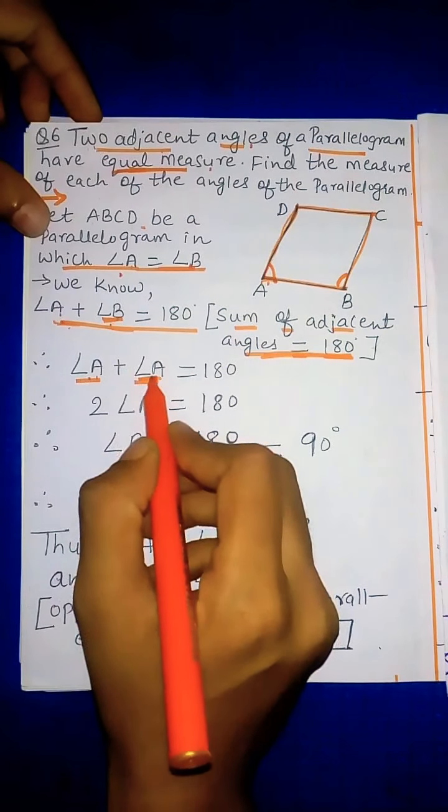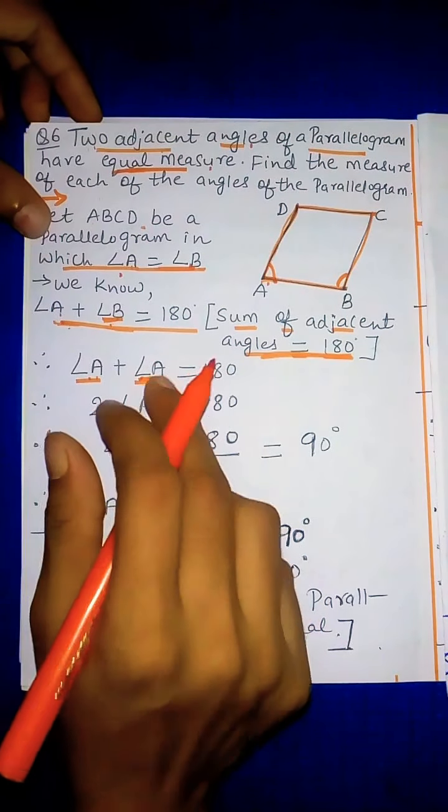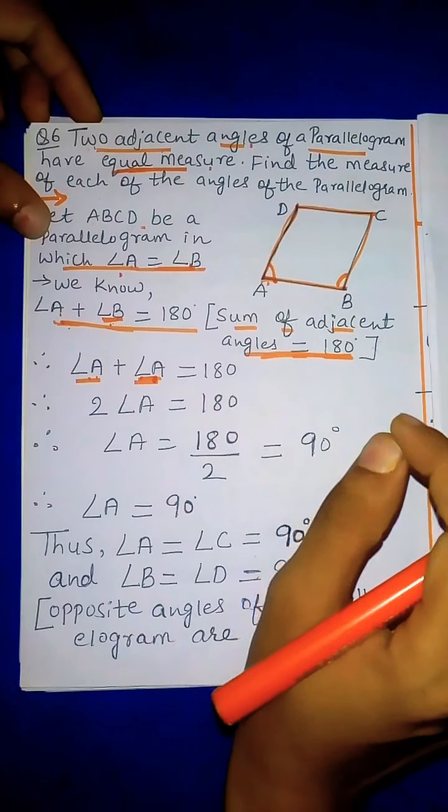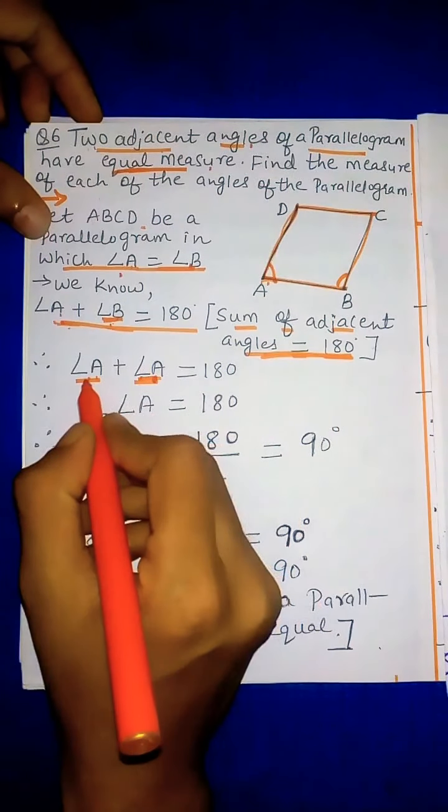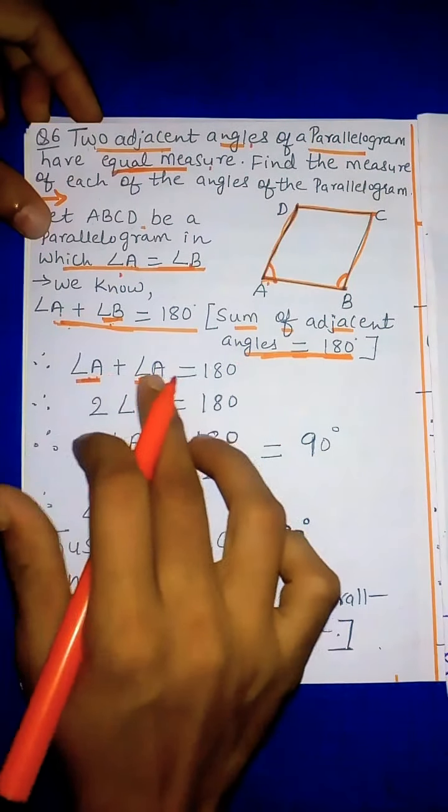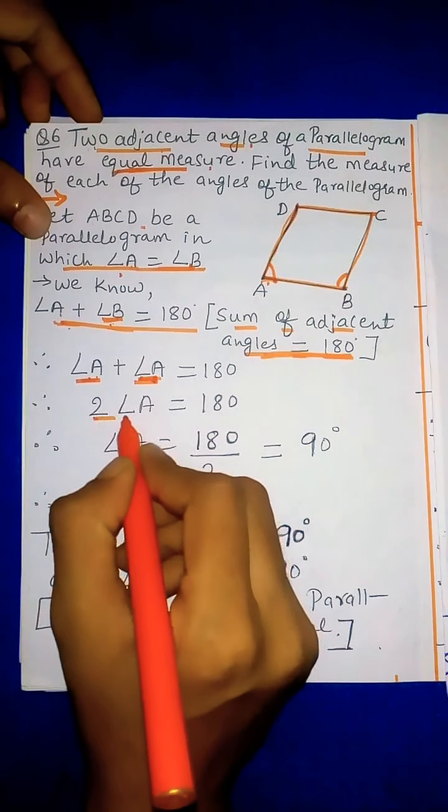Now measure angle A plus measure angle A we are adding. Just like variables you add, same way you will add this. So measure angle A plus measure angle A, it is 2 times, so we will get 2 measure angle A.